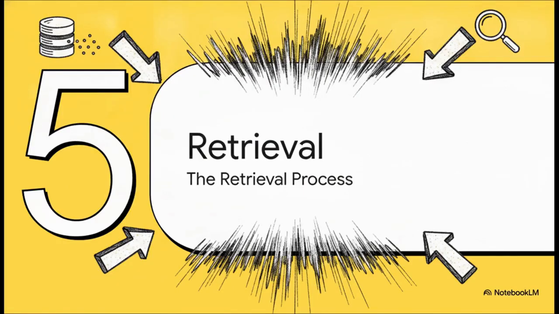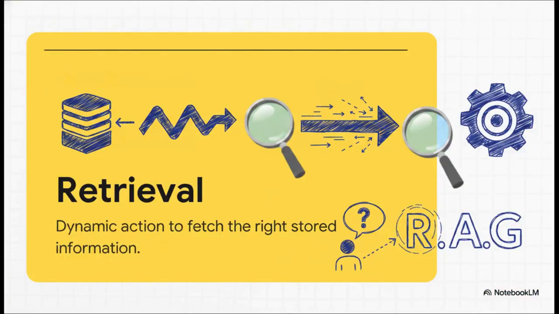Let's jump into Section 5, the retrieval process. Retrieval is basically the dynamic plumbing connecting our stored database securely back to the AI. It's the active mechanism required to fetch the right stored information at the exact right time. When a user asks a question, this retrieval mechanism acts like an incredibly fast courier. It takes the user's prompt, dips right into the vector database warehouse, finds the mathematical embeddings that most closely match the question's coordinates, and pulls only that highly relevant context out. It's literally the engine that powers the R in RAG.